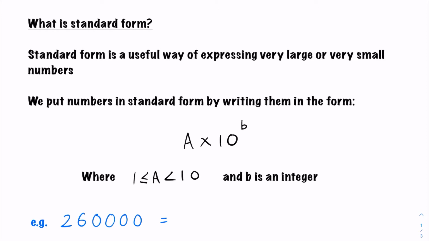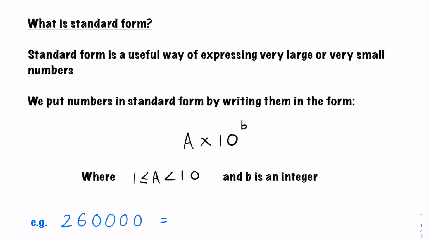Okay, but basically what this form is going to do for us is allow us to turn very large, or as I say very small numbers, into a more useful form. So looking at 260,000 here, we're going to put this into standard form.